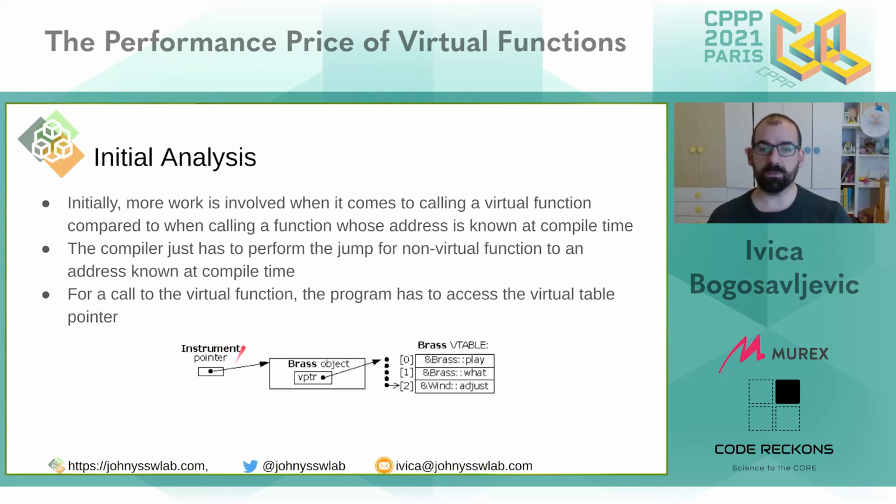So here is how it looks. We have a pointer to the instrument element, and then we go to the object, which is actually a brass object, but we don't know this yet. We go to the virtual pointer. We follow the virtual pointer to the virtual table of the brass class, and then we go to offset number 2, which is wind adjust. So we take the address of this function, and then the CPU goes to that and calls that function.